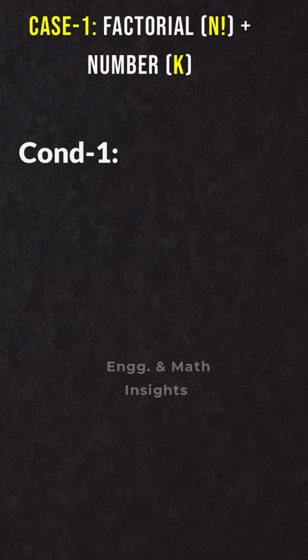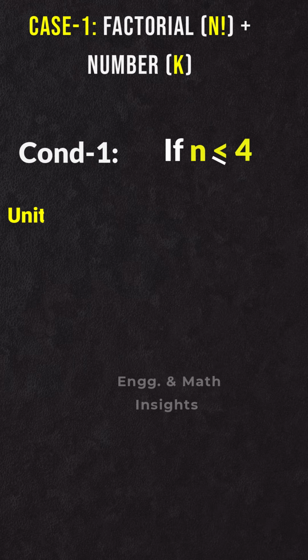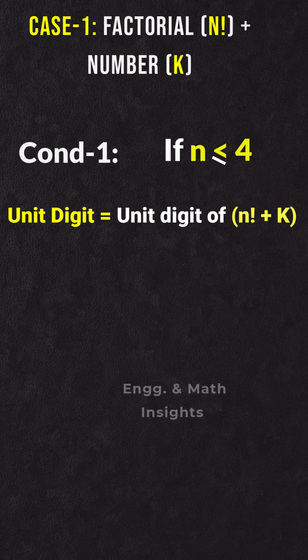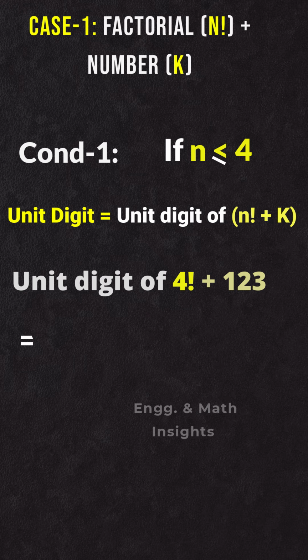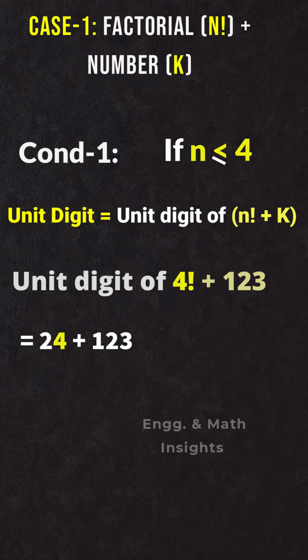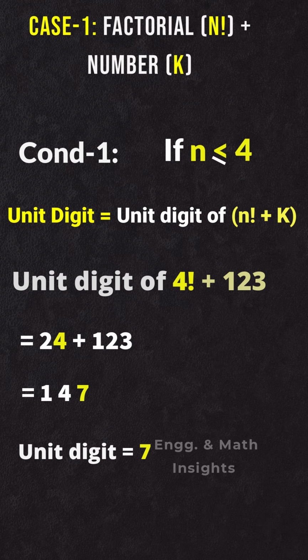The first condition is that if n is less than or equal to 4, then we directly add n factorial with the number k. The unit digit will come from their sum. For example, let's find the unit digit of 4 factorial plus 123. 4 factorial is 24, adding it with 123 gives us 147, hence the unit digit is 7.